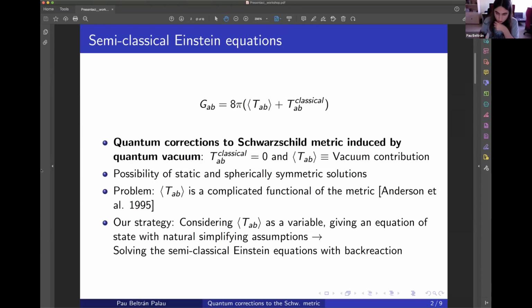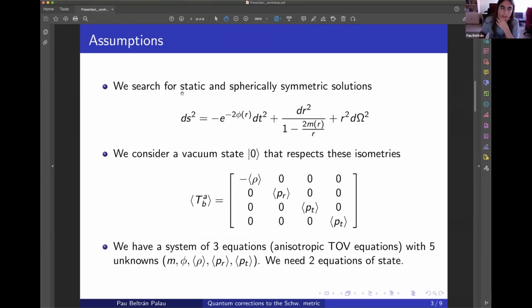Okay. So, as I said before, we are searching for static and spherically symmetric solutions. So therefore, we assume that the metric has this form here, which is the most general one. And if we assume that the vacuum state respects these symmetries, the most general stress energy tensor will have this form here. It will be diagonal and will depend on the energy density, the radial pressure, and the tangential pressure.